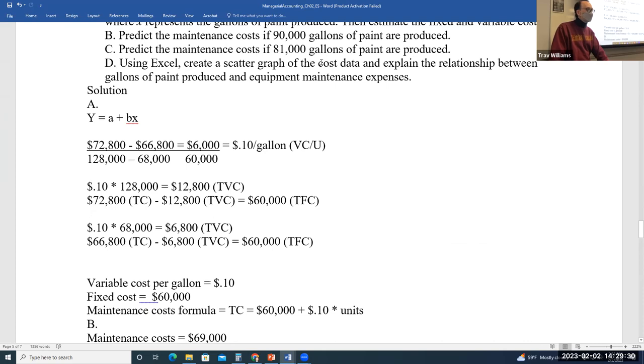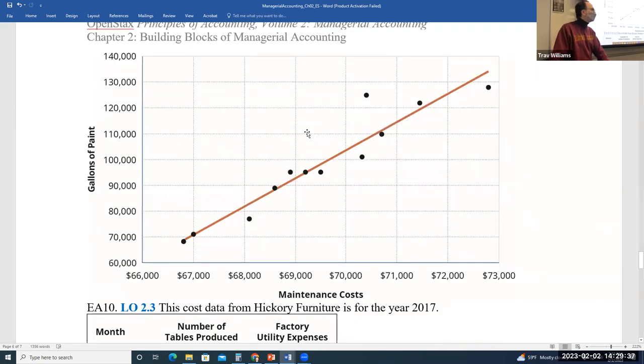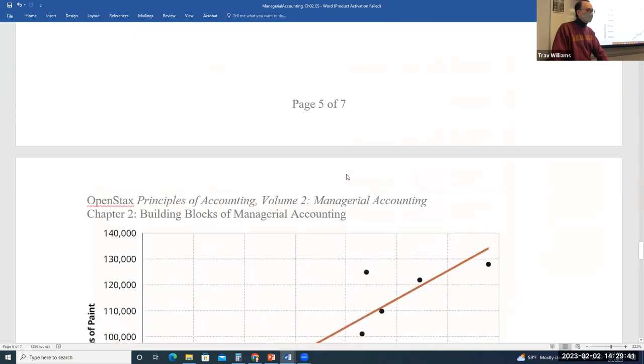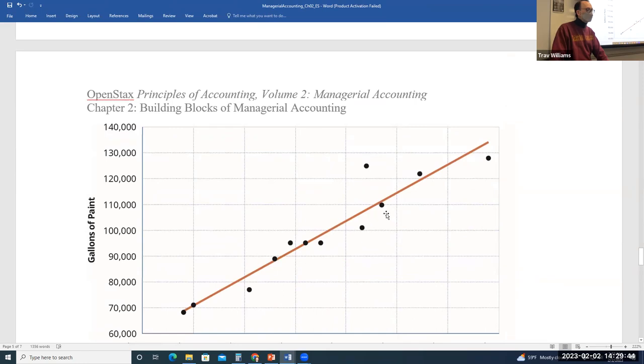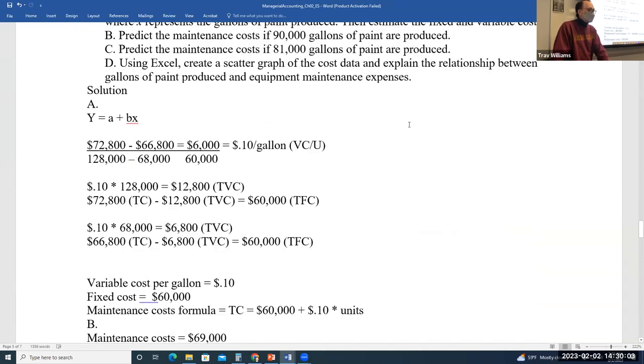Using Excel, create a scatter graph. So this is from a scatter graph on Excel. If we use the scatter graph method, this is what we would have come up with. And we would see that there is a pretty direct correlation. The more the dots are on the line, the better the correlation between number of units and total cost. All right, any questions on this exercise?